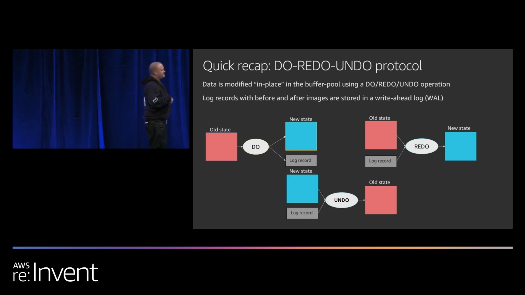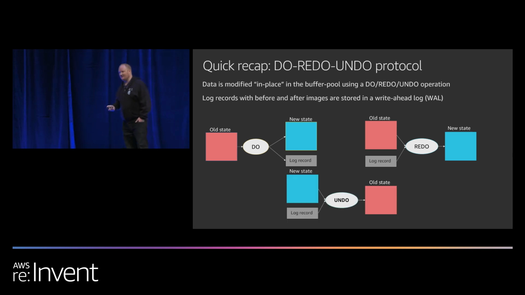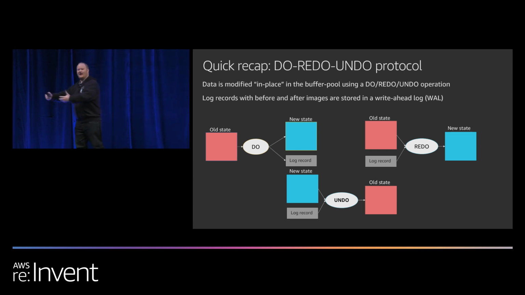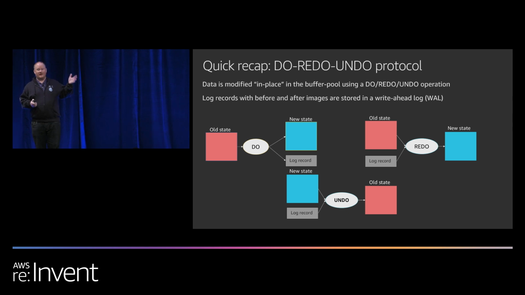Undo is, as you can imagine, the opposite. I have the new state. For some reason, I need to back out of the new state into the old state. So I take the new state and I take the log record and I apply the log record and then I get the old state again. So you can always do it, you can redo it, and you can get out of it with an undo.